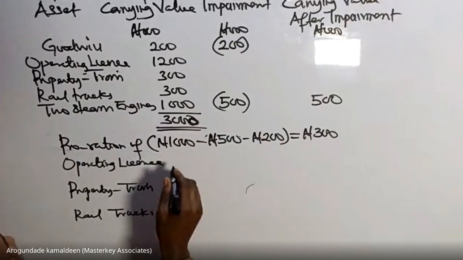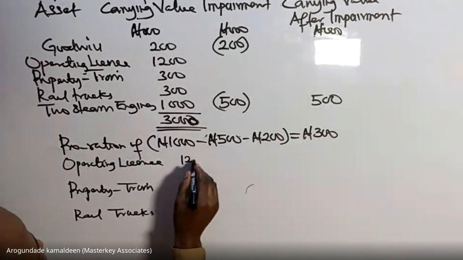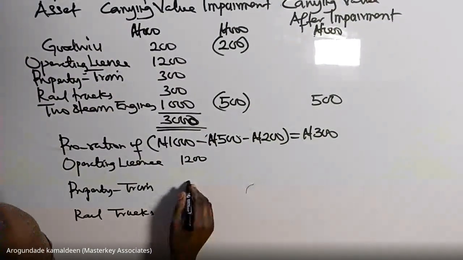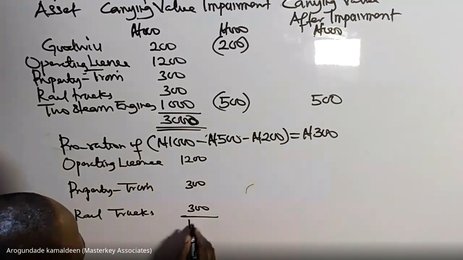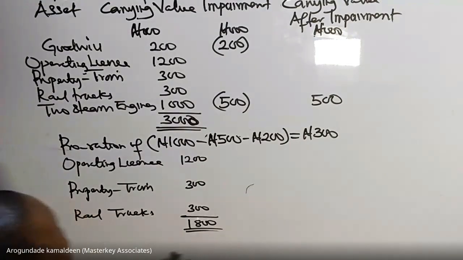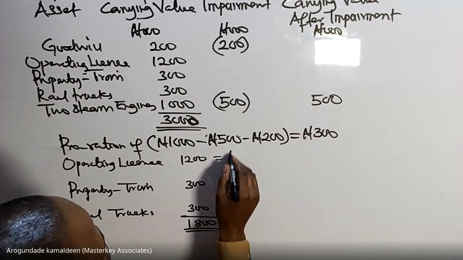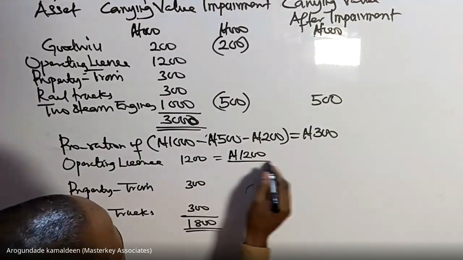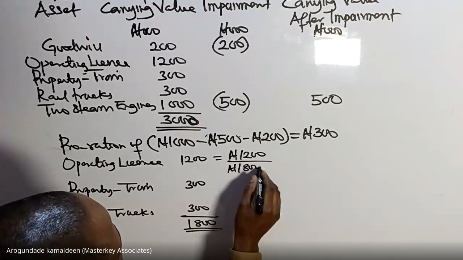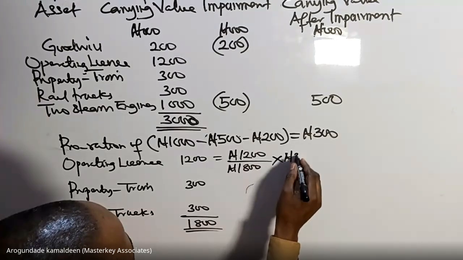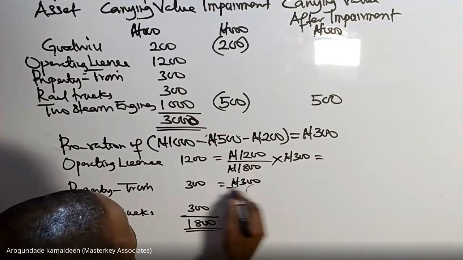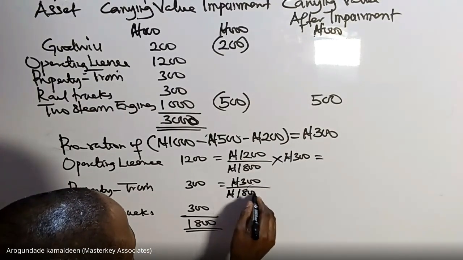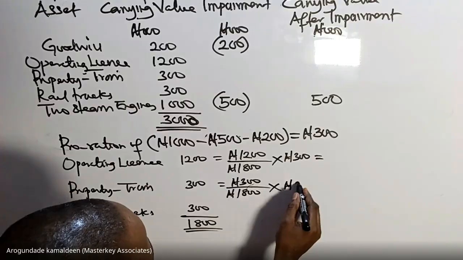So here we have 1.2. Here we have 300. Here we have 1.8. So allocate now 1.2 over 1.8 times the 300. Here we have 300 over 1.8 times 300.